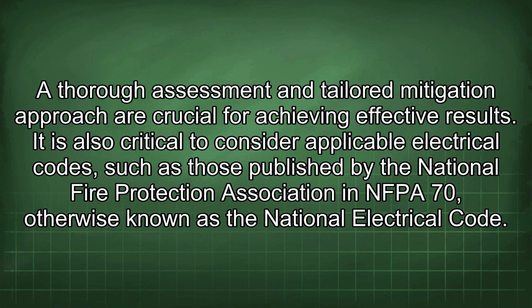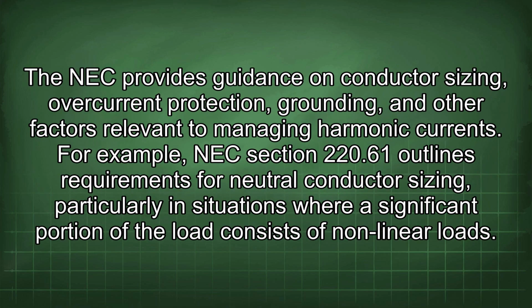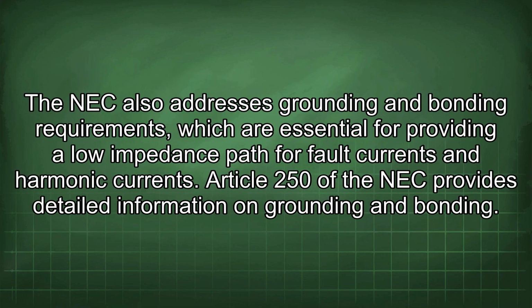NFPA 70, otherwise known as the National Electrical Code. The NEC provides guidance on conductor sizing, overcurrent protection, grounding, and other factors relevant to managing harmonic currents. For example, NEC Section 220.61 outlines requirements for neutral conductor sizing, particularly in situations where a significant portion of the load consists of nonlinear loads. The NEC also addresses grounding and bonding requirements, which are essential for providing a low impedance path for fault currents and harmonic currents. Article 250 of the NEC provides detailed information on grounding and bonding.